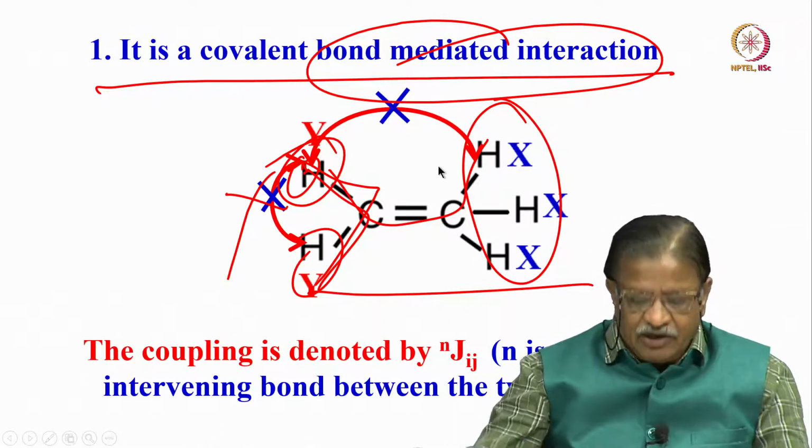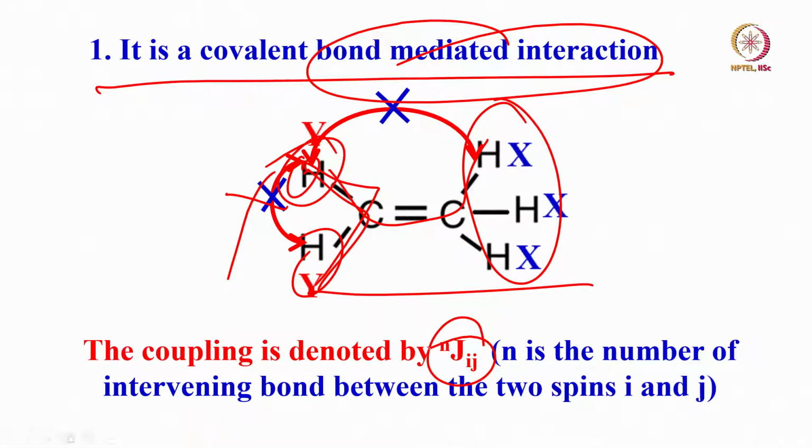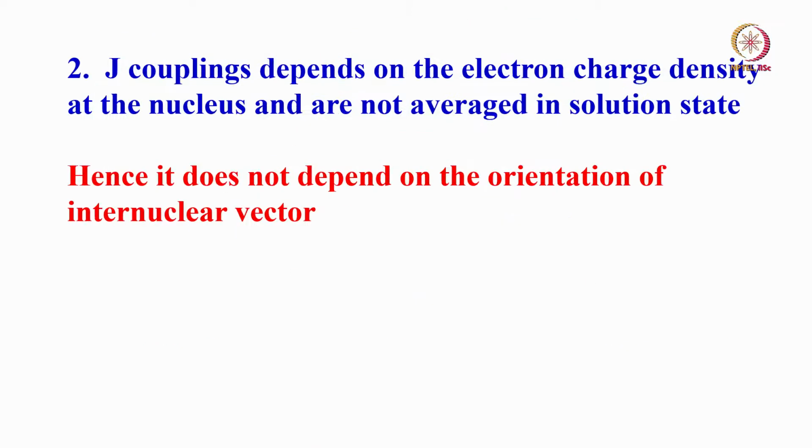J coupling is denoted by nJIJ, where n is the number of intervening bonds between the two spins I and J. For example, in this case there are two intervening bonds, and in this case, 1, 2 and 3, there are 3 bonds intervening between I and J. J coupling depends on the electron charge density at the nucleus and is not averaged in solution state.